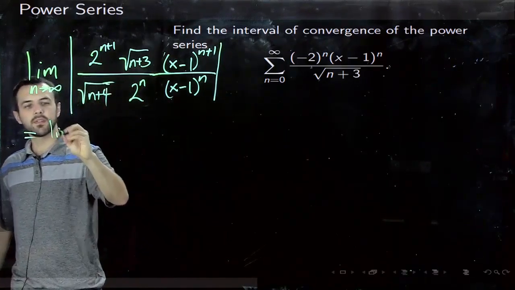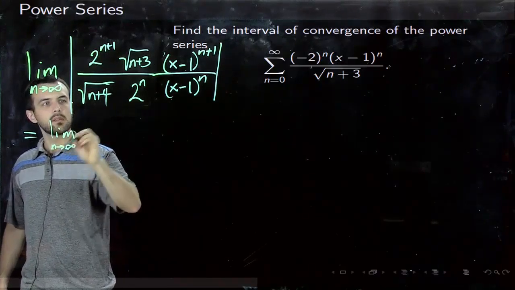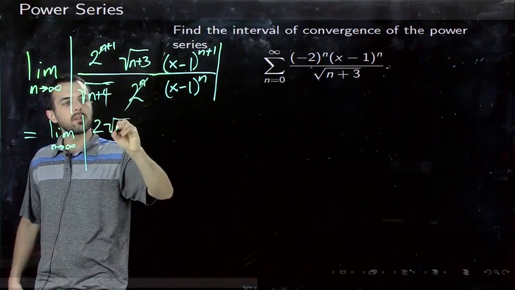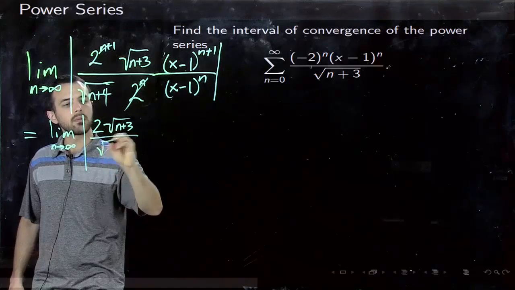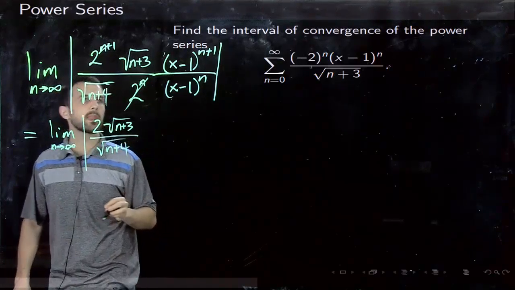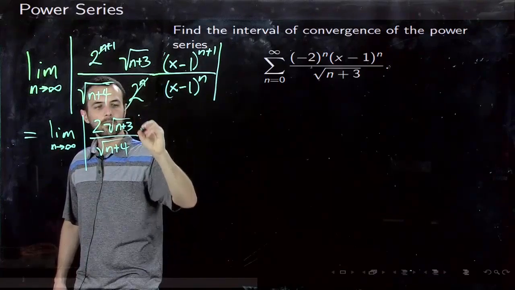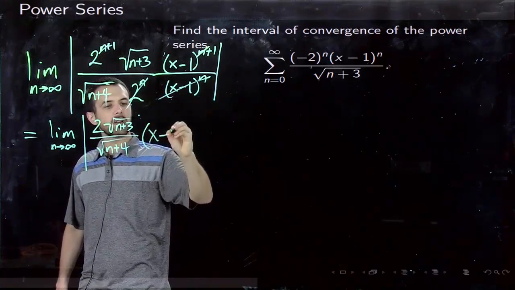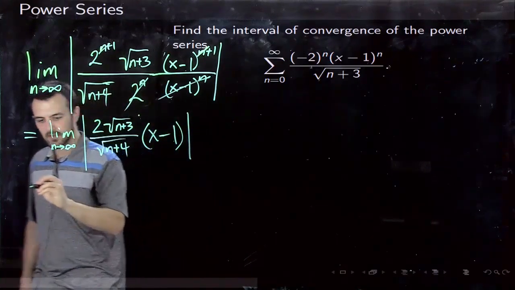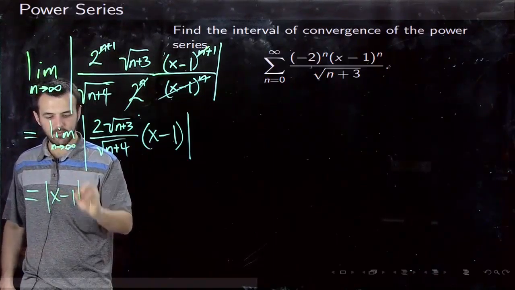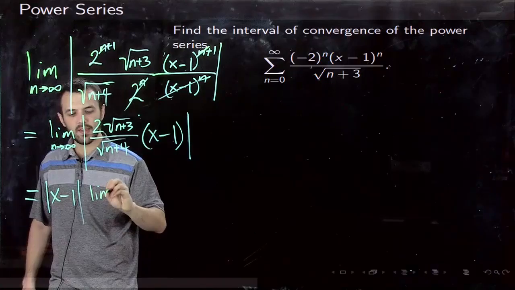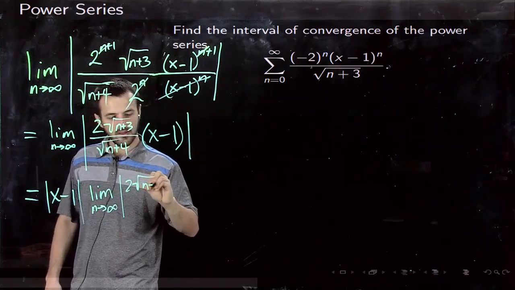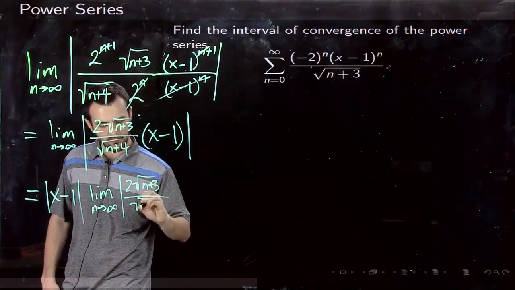So some stuff cancels, just like always. The 2 is going to cancel with that, so we're just going to get a 2, and n plus 4. And then, of course, that's going to cancel with that. The x minus 1's are going to cancel. Just like last time, you can pull out that x minus 1 because it has nothing to do with the n. 2 to the n plus 3, n plus 4.